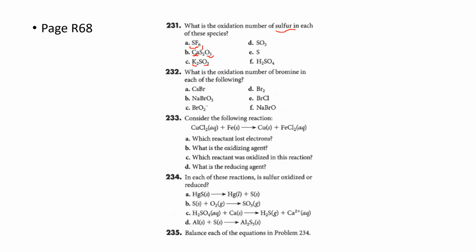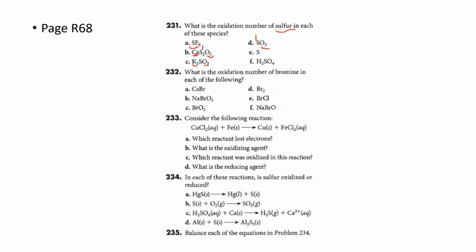Part D, again, oxygen is always going to be a -2 oxidation state. And since there are 3 of them, this is going to be -6. So in this case, sulfur is balancing all of that -6. So sulfur has got a +6 oxidation state.